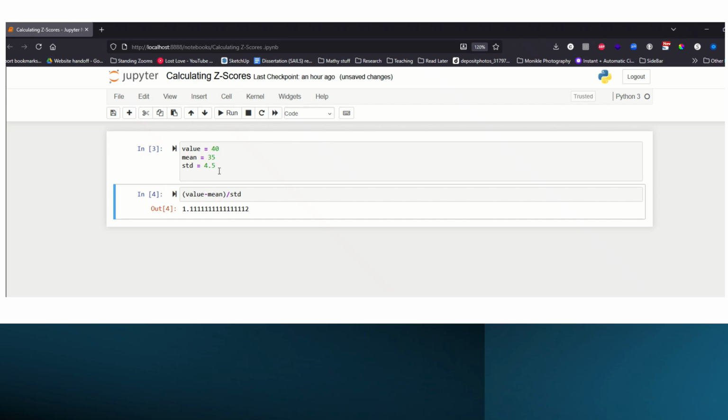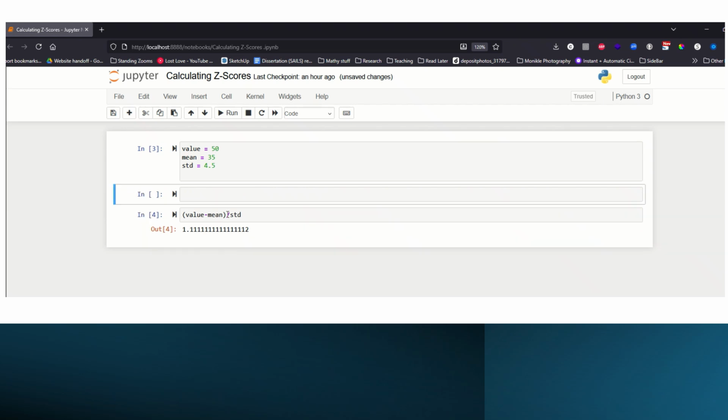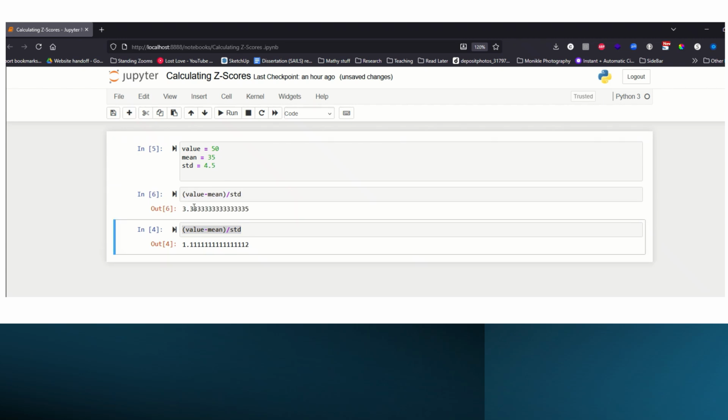Now we can do this with other numbers. We can get a sense of how this might change as values get further and further from the mean. So if instead our value was 50, we can take this same calculation, and here we see we get a much larger z-score. So it seems like the further away from the mean a value is, the larger its z-score might be. Well, let's test that out.